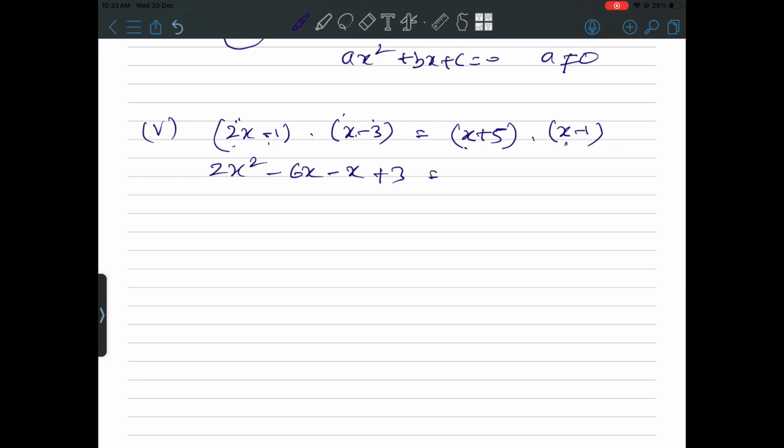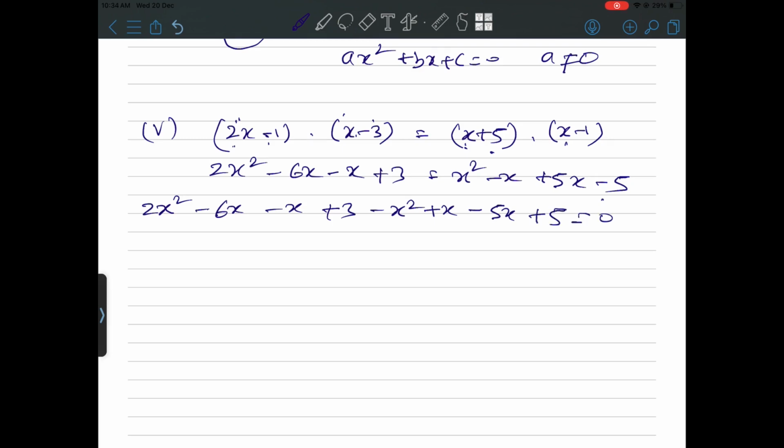Now, same thing here. x into x becomes x square. x into minus 1 becomes minus x, plus 5x and minus 5. Now, in similar fashion, we will move all the terms from right to left. So the sign will change, right? So let's start from here. 2x square minus 6x minus x plus 3. Now it becomes minus x square, this minus becomes plus x, this plus 5x becomes minus 5x, this minus 5 becomes plus 5, is equal to 0.